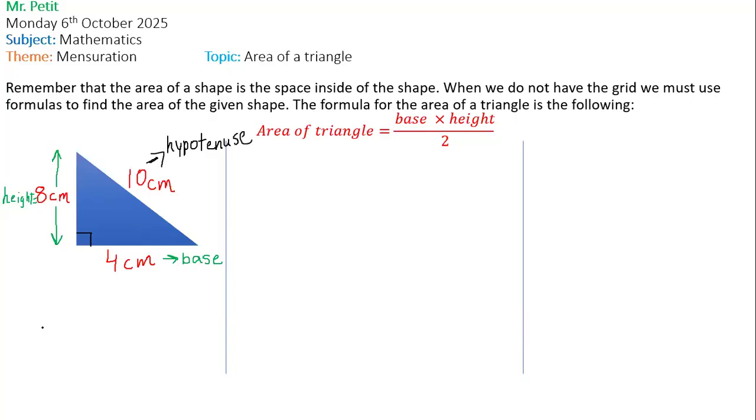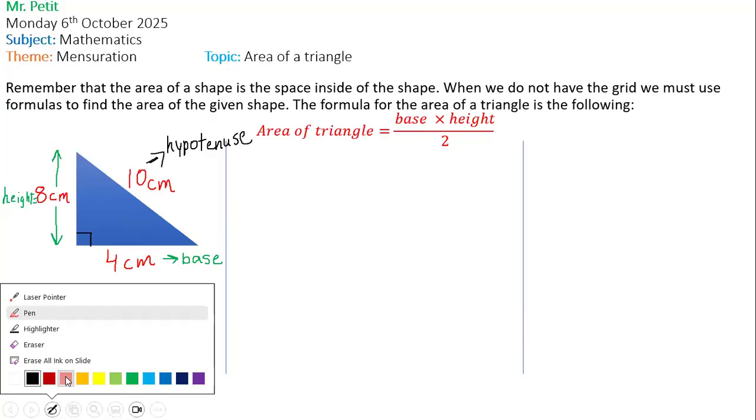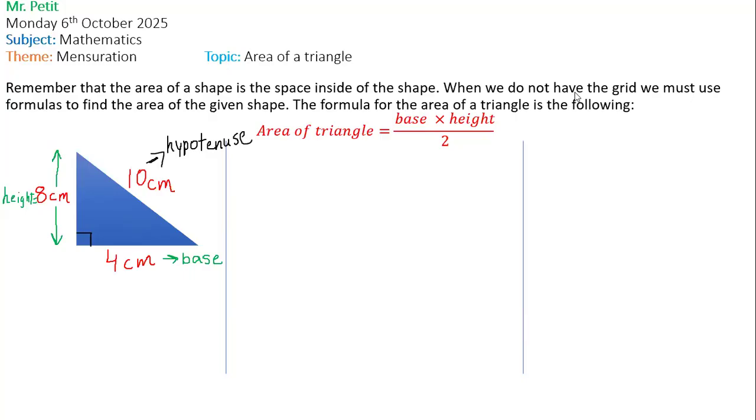Okay, good. So now let's use the formula to figure everything out. Area of a triangle. So always write your formula first. Please always do that. So area is going to be what? Base multiplied by the height, divided by 2.